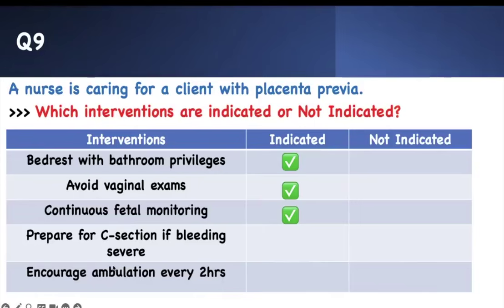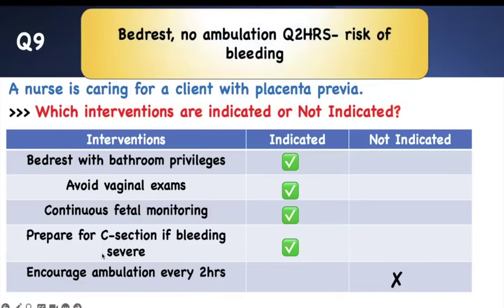Now, the baby is going to be in trouble, so I need to monitor the baby. If the bleeding is too severe, we've got to have a C-section. If mommy walks, there's going to be more bleeding. Therefore, no bleeding, no walking. And that's the content regarding this question. So bed rest, no ambulation every 2 hours, because you're going to bleed.